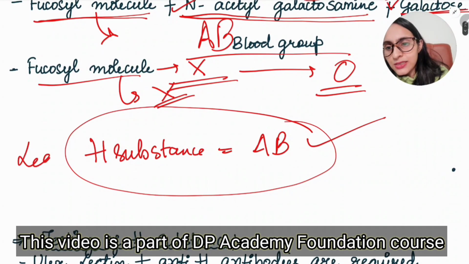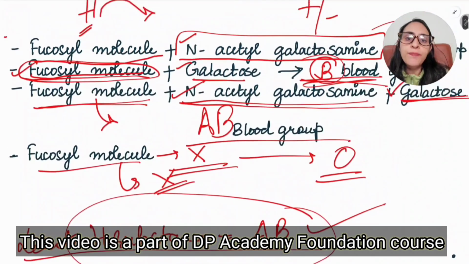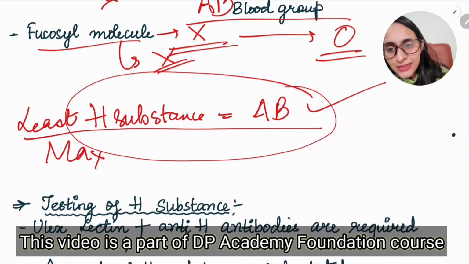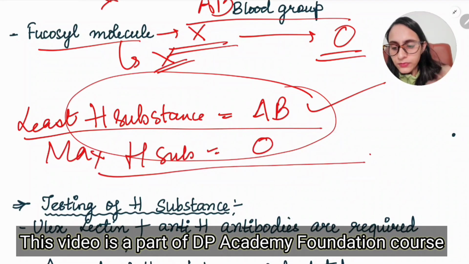Maximum H substance, this is least H substance, that is on AB because it is consumed by attaching to N-acetyl galactosamine or by attaching to the galactose. While on the other hand, for O blood group, this fucosyl molecule is free. It is not binding to any of the molecule. So we have plenty of fucosyl molecule, plenty of H substance present. That means maximum H substance is present on the O blood group, right?